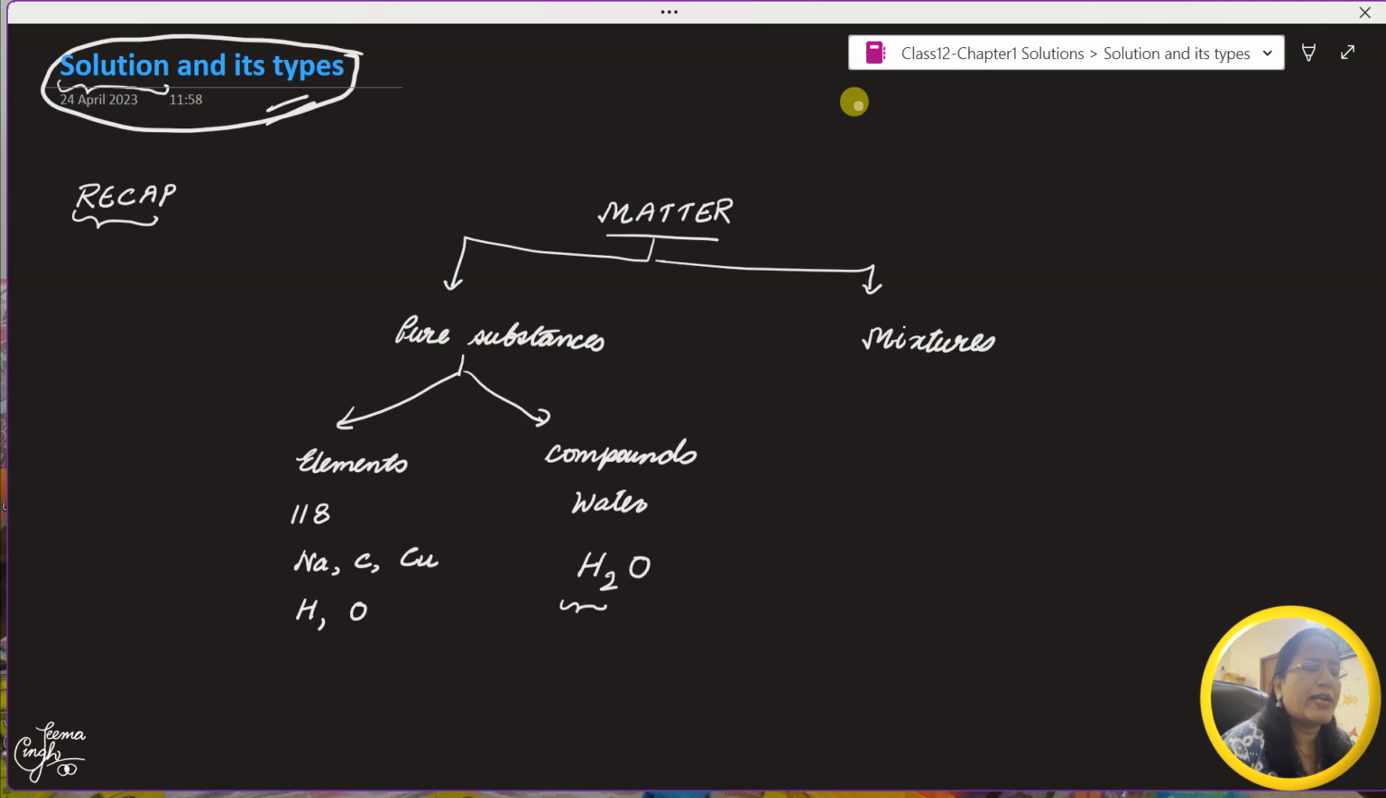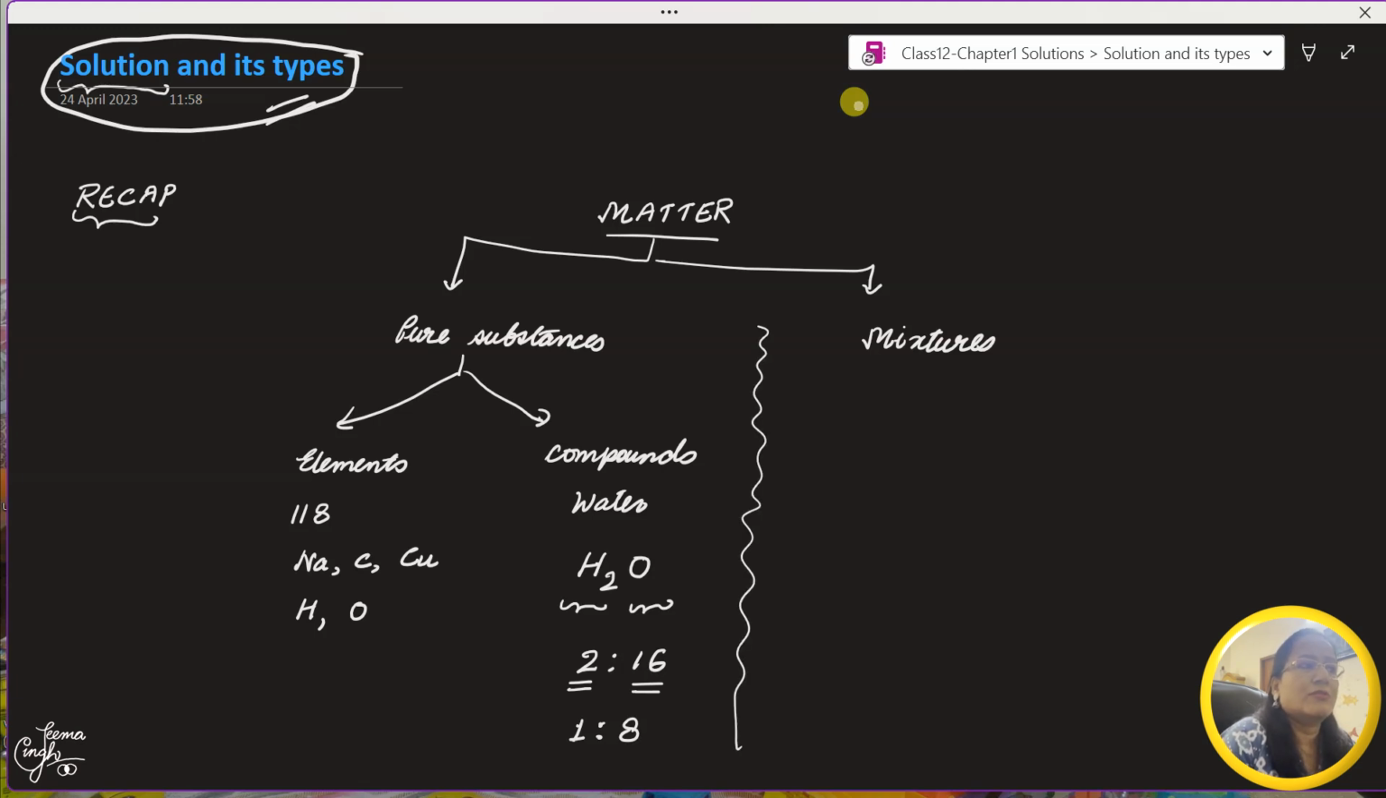Two atoms of hydrogen combine with one atom of oxygen, or if you go by their atomic masses, 2 is to 16. 1 u is the atomic mass of hydrogen, 16 u is the mass of oxygen. We have two hydrogens, so 2 u, and this is 16. So the simplest whole number ratio is 1 is to 8. So these are compounds and elements. We are not talking about them.